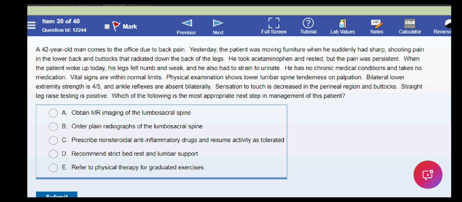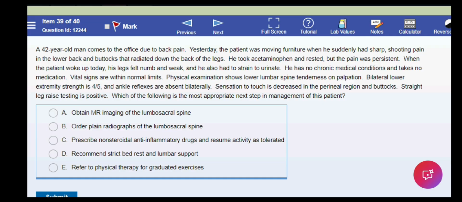We have a 42-year-old man who comes to the office due to back pain. Yesterday, the patient was moving furniture when he suddenly had sharp shooting pain in the lower back and buttocks that radiated down the back of the legs. He took acetaminophen and rested, but the pain was persistent. When the patient woke up today, his legs felt numb and weak. He had difficulty urinating. He has no chronic medical conditions, no medications, all good.